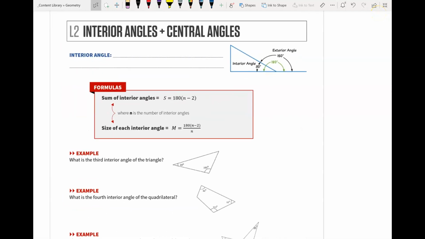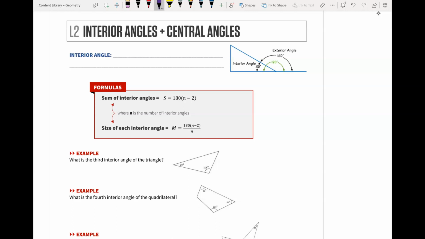Welcome to our next lesson on interior and central angles. We're going to start off by looking at the definition of an interior angle. So on the right hand side here, we have a diagram of a triangle and a little extended line.